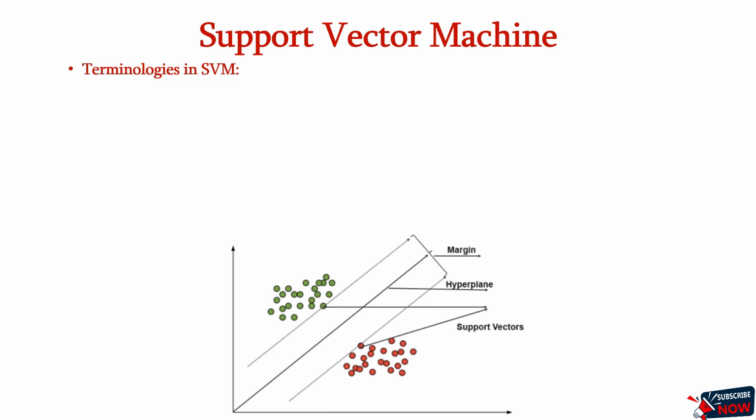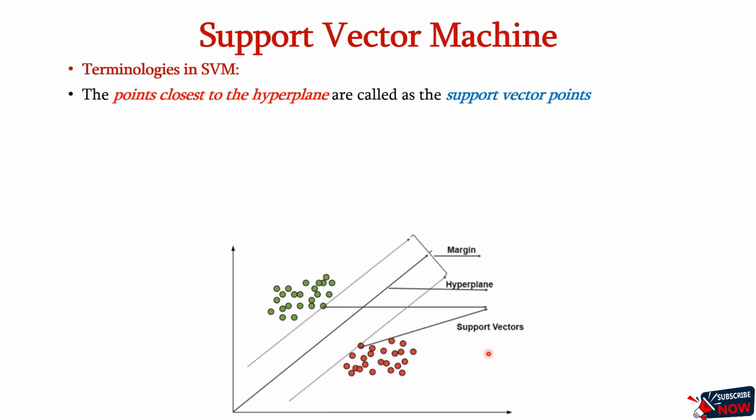Now let us see the terminologies used in SVM. This diagram shows the terminologies support vectors, hyperplane and margin. Hyperplane is nothing but the line that segregates these two classes that is mentioned in green and red. Now let us see about what are support vectors. The points closest to the hyperplane are called as support vector points.